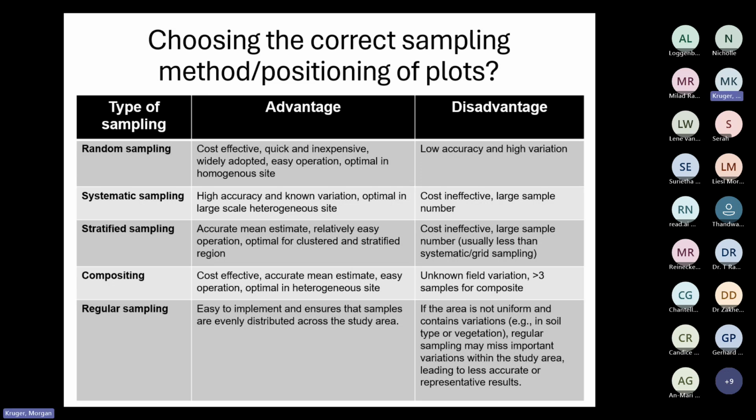And here I've just listed the different sampling types with both their advantages and disadvantages. So there are many different approaches to collecting representative samples in a research plot. And I've gone through a few of them for you. I'm not going to go into this slide in detail because I don't want to use up all of my time. I see I'm running short on time.